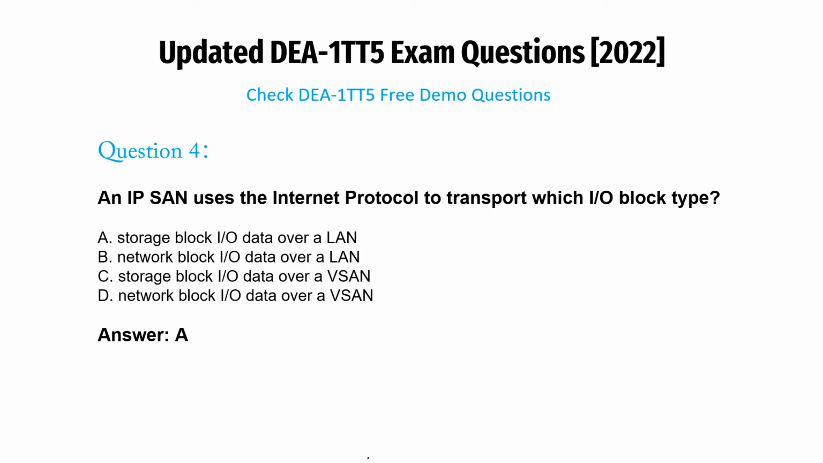Question 4. An IP SAN uses the Internet Protocol to transport which I/O block type? A. Storage block I/O data over a LAN. B. Network block I/O data over a LAN. C. Storage block I/O data over a vSAN. D. Network block I/O data over a vSAN. Answer. A.